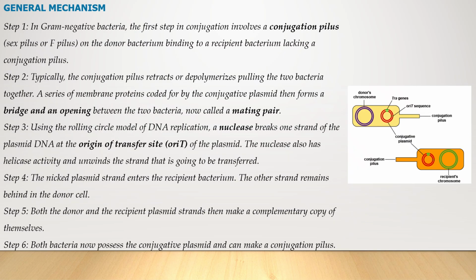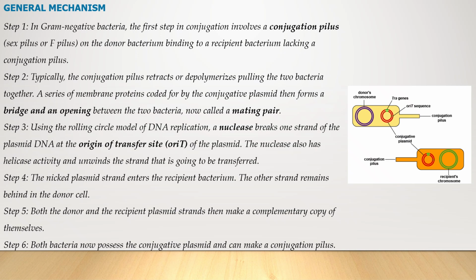So here is the general mechanism of conjugation, where we can see in gram-negative bacteria, the first step is the formation of the conjugation pilus on the donor bacterium, which binds to the recipient bacterium which lacks the conjugation pilus. After the formation of the conjugation pilus, this helps in retracting or pulling the bacteria together. A series of membrane proteins coded for by the conjugative plasmid then forms a bridge and an opening between the two bacteria, which is now called a mating pair.